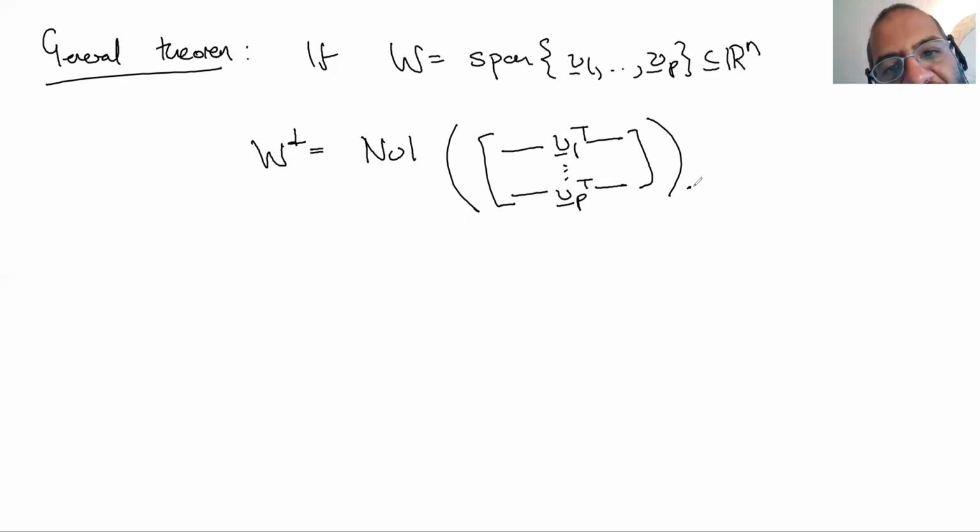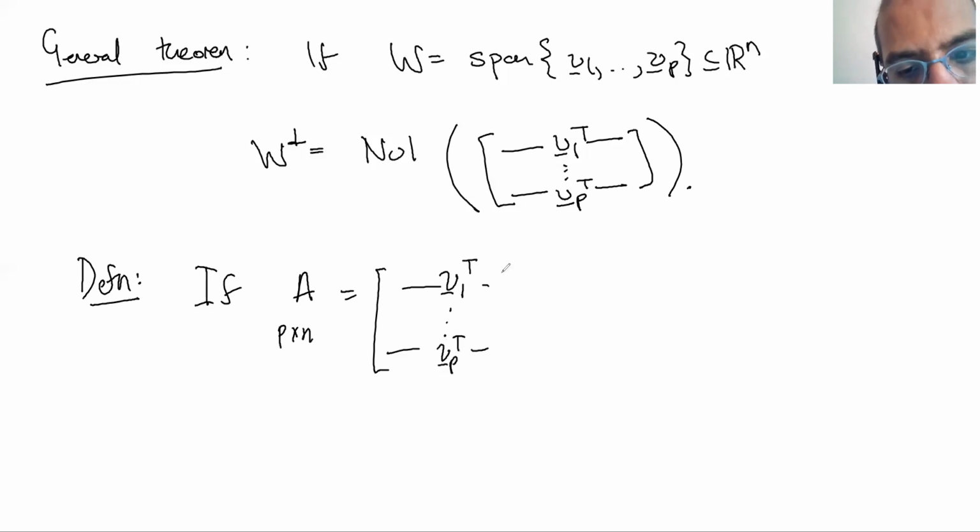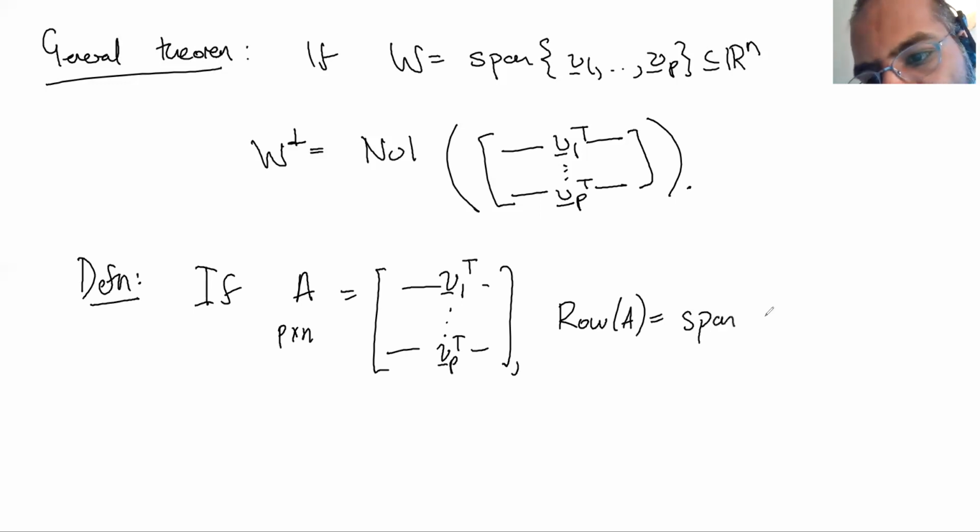So that means these subspaces and their orthogonal complements are incredibly common. You can generate a subspace and its orthogonal complement from any matrix. How do you do that? Well, we're going to define one more subspace, which is the row space of a matrix. If A is a P by n matrix with rows U1 transpose up to UP transpose, the row space of A is the span of the rows, but viewed as column vectors.